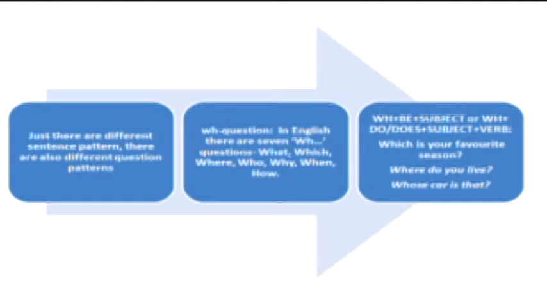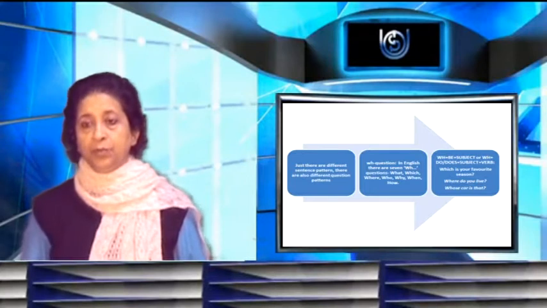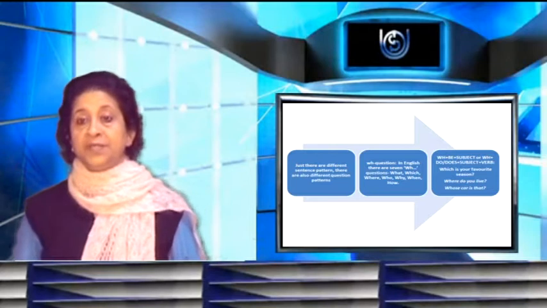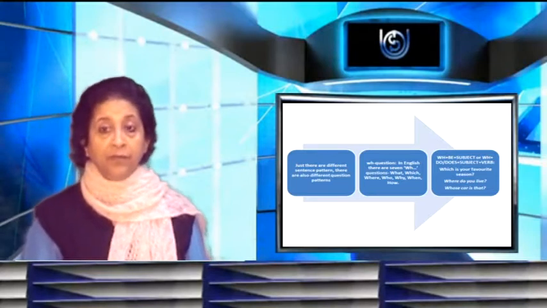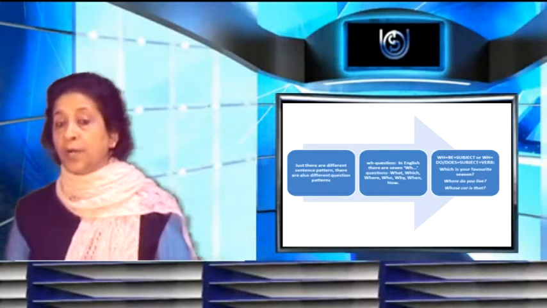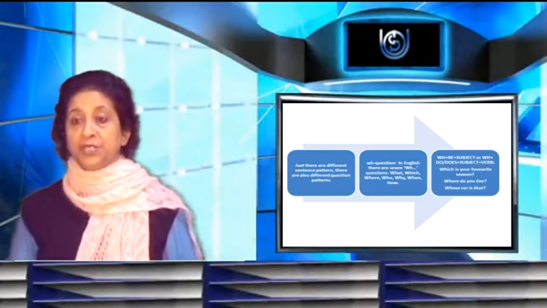Now, what are these? The first are WH questions. In English, there are 7 WH questions. They are what, which, where, who, why, when, and how. You know how we ask questions. What is your name? Which color is this? Where do you live? Who are you? Why have you come? When will you come? How are you? Now these are the different WH questions.